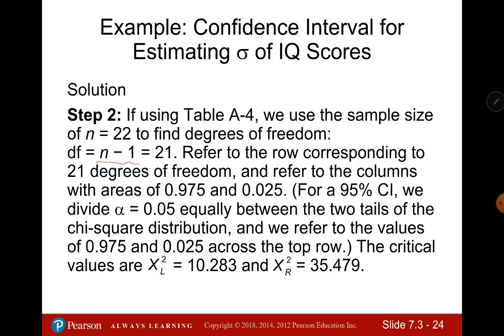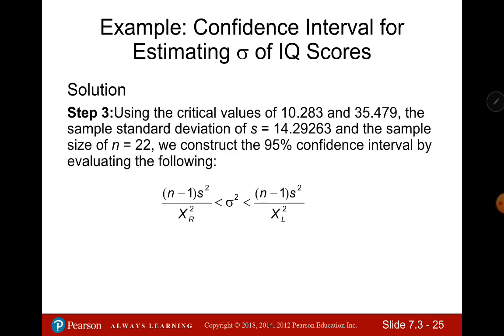For the left side critical value, we use 1 minus half alpha. 1 minus half alpha in this case is 0.975. So we check the top row to find which column is 0.975. Then use the degrees of freedom to locate the left side critical value. So the most important part when we try to construct the confidence interval for sigma or sigma square is the critical values, two critical values.